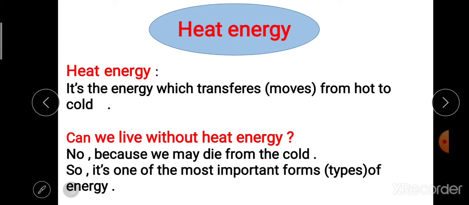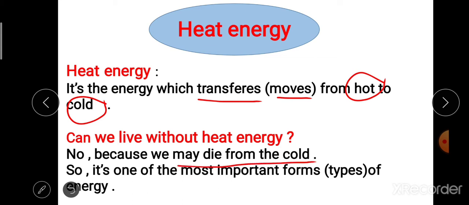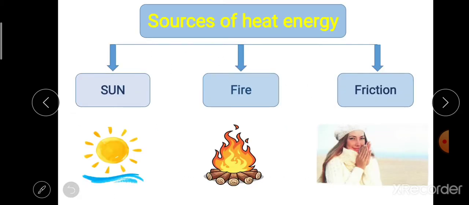The heat energy transfers or moves from hot object to cold object. And from this we said that we cannot live without heat energy, because if there is no heat energy, we may die from the cold. That's why heat energy is one of the most important types of energy that we cannot live without.